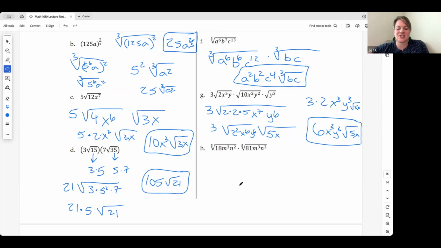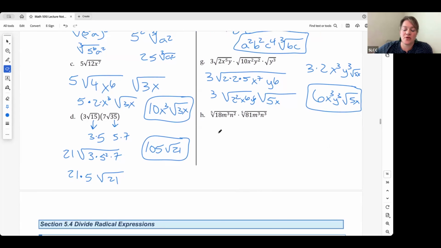All right, let's do h. They're both fifth roots, so I could mash them all together and then clean them up. 18 is 9 times 2, so that would be 2 times 3 squared. And 81 is 9 times 9, so that would be 3 to the 4th. Then I count my m's, 3 and 3, so m to the 6th. And then I'd count my n, 2 and 3, so n to the 5th.